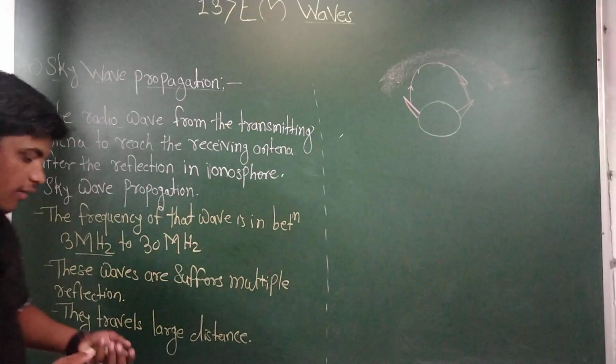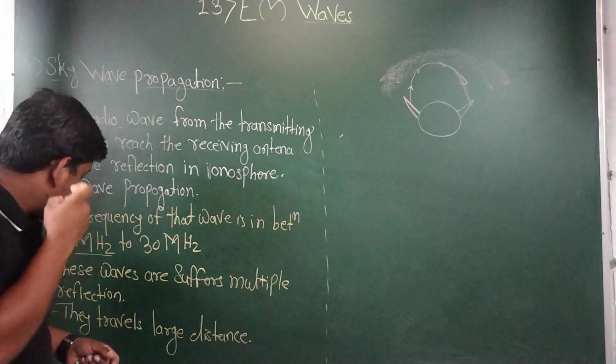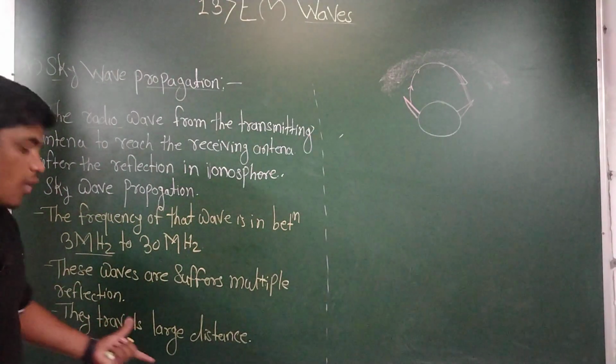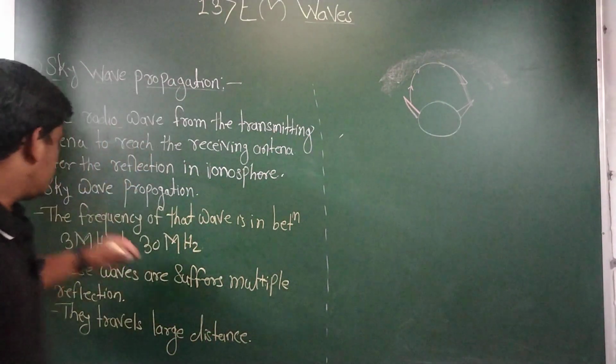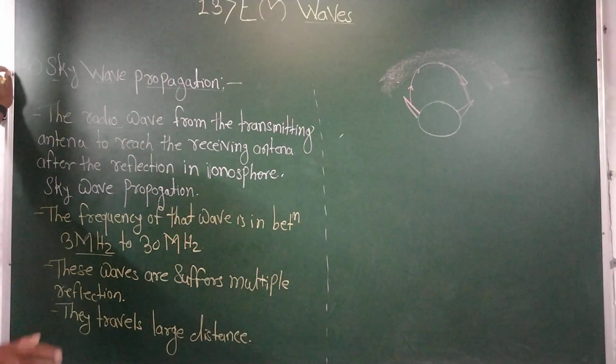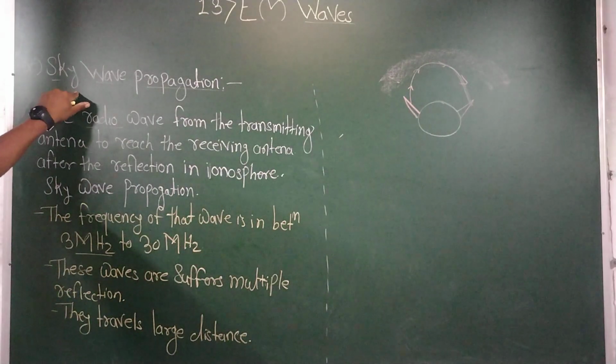The radio waves will travel. Which propagation is it when radio waves travel a large distance, or which propagation is due to the waves suffering multiple reflections? These waves are sky wave propagation.